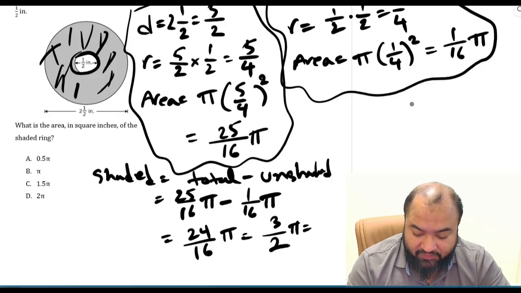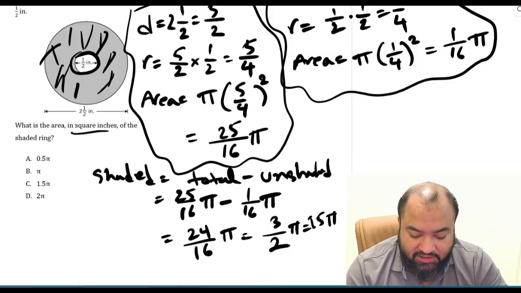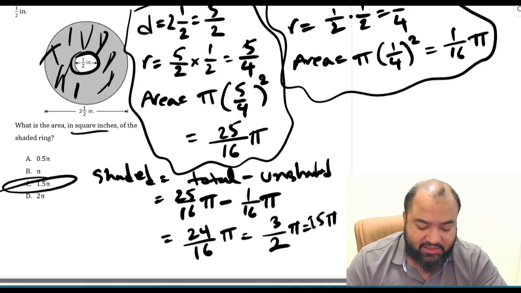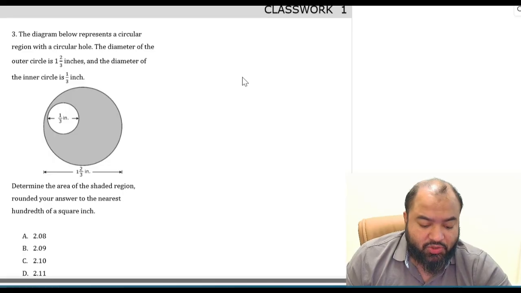That's actually 1.5 pi. Now they want the nearest in square inches. Okay, no, actually the pi, this time the pi is there. So answer is C. This is easy. This is in terms of pi. Okay, so now question number 3.